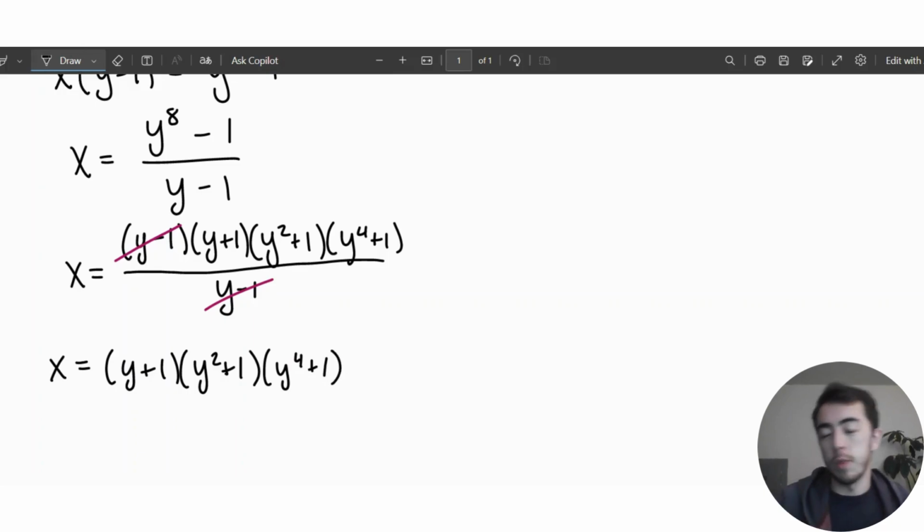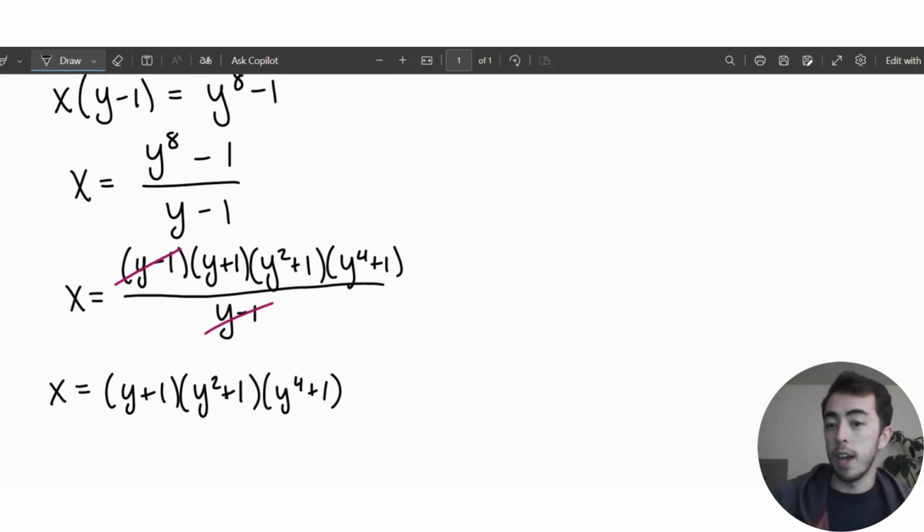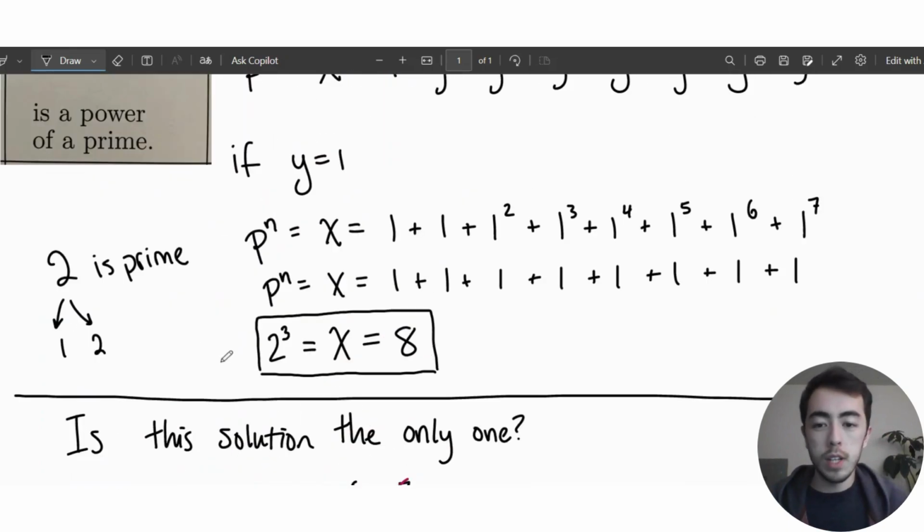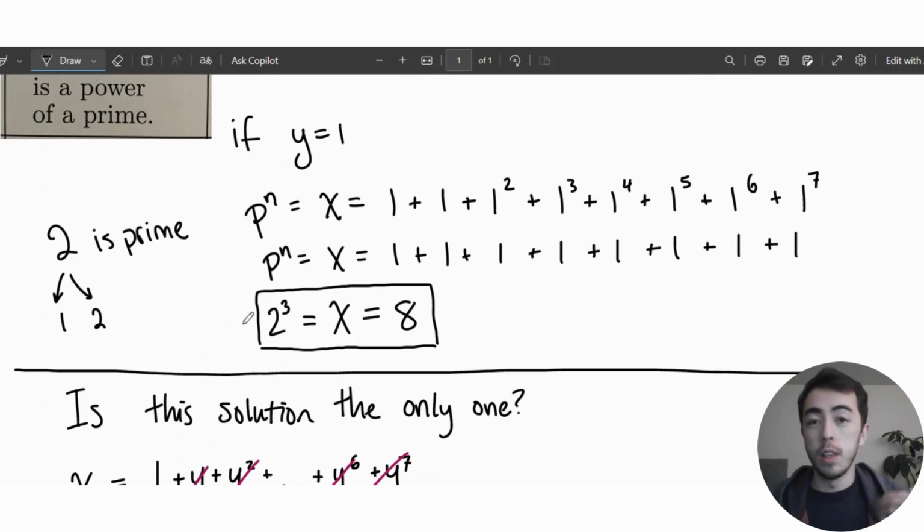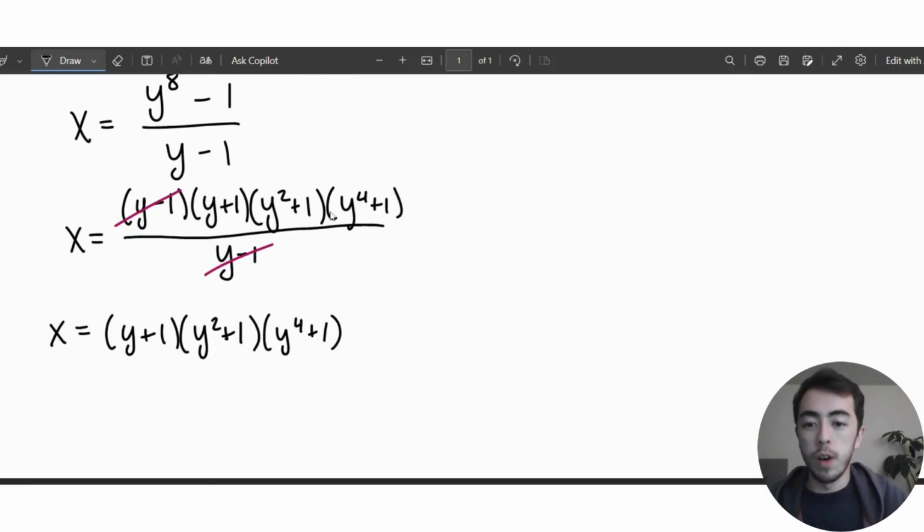And ultimately, this was my goal. I wanted to show that x could be something multiplied of several factors, just because it's going to be nice to try to compare it to the power of a prime. So I want to see if I can find a power of some prime that equals this, or maybe I can prove that this will never actually happen.